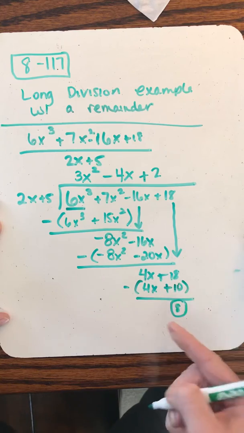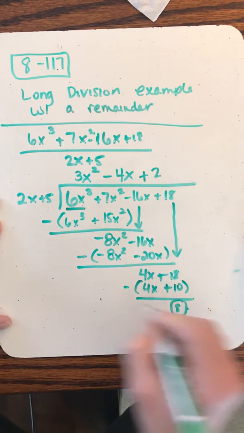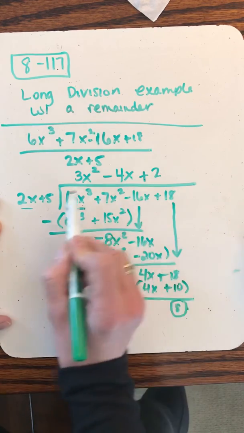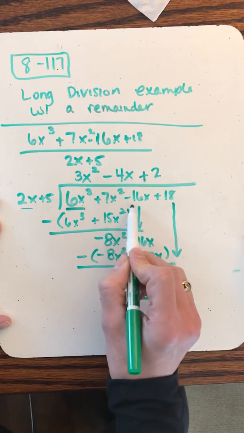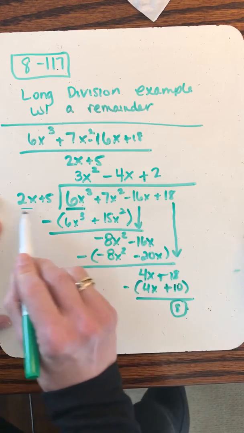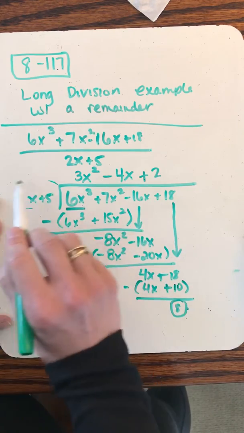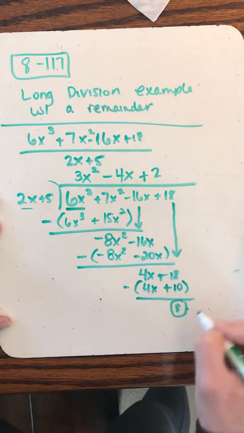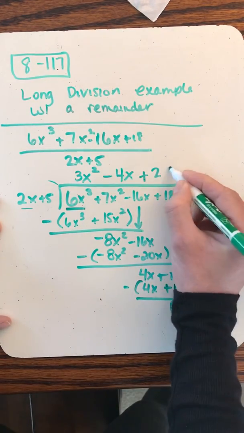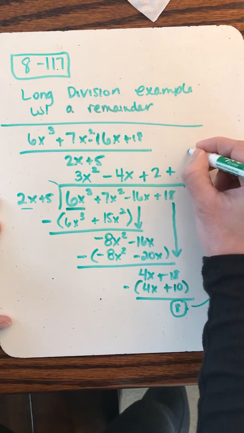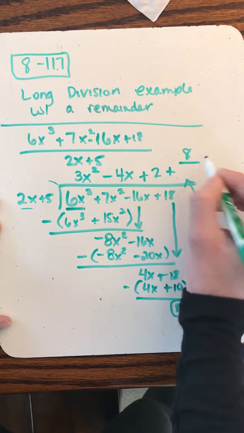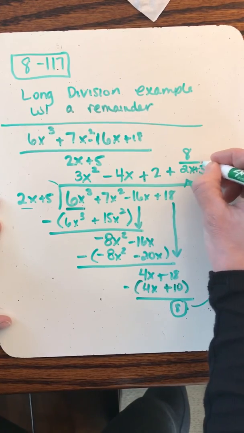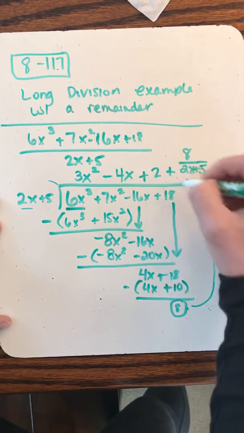Since this is not 0, it's a number, it's a remainder, which means 2x plus 5, or basically this quantity, 6x cubed plus 7x squared minus 16x plus 18, is not evenly divisible. You can divide, but it's not a factor, okay? So then how do I write the remainder? You always add it to what you get, and you put it over what you're dividing by. So that's how we write the remainder. This quantity right here is the remainder.